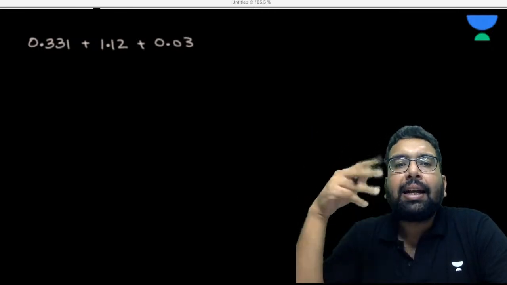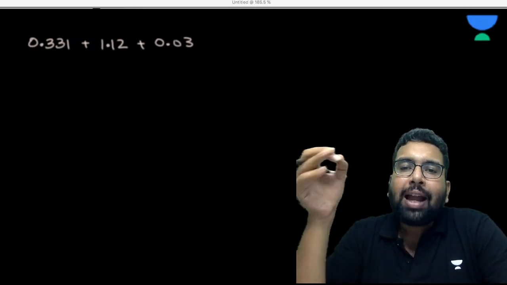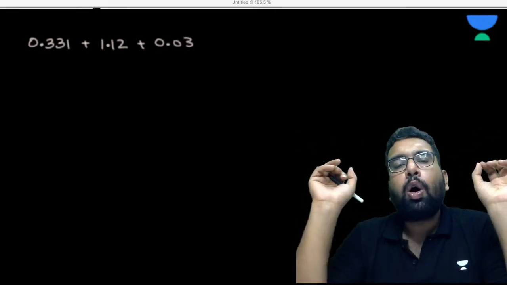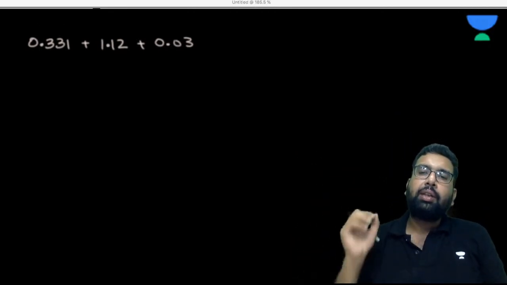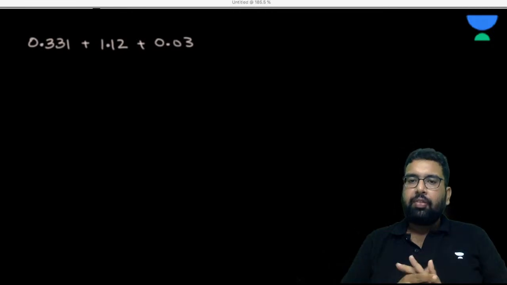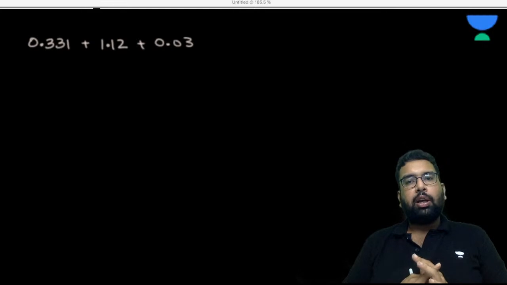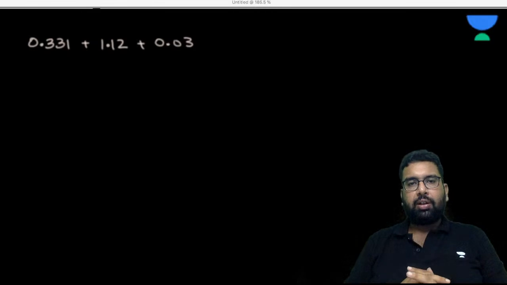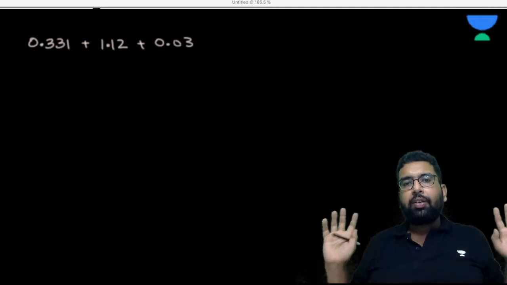In the second case, again, we have 3 significant figures because all the non-zero digits are always significant. So in the second case, 1.12, there are 3 significant figures. Now in the third case, we have 0.03. How many significant figures are there in this? There is only one significant figure. Why so? Because leading zeros or initial zeros are never significant.